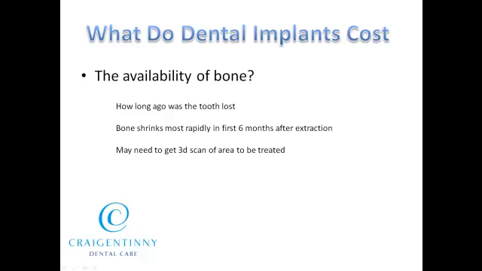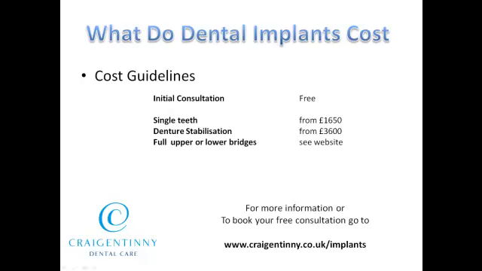Lastly, there's the availability of bone. The amount of bone that you have left to place an implant into will depend on how long ago the tooth was lost in most cases, and also how the tooth was lost. Bone shrinks most rapidly for the first 6 months after extraction. Now, that's not to say that if you've had a tooth taken out 2 or 3 years ago, you can't have an implant. It may just mean that a couple of extra steps, such as guided bone regeneration, are needed to allow you to have the implant. Very often in situations where we're concerned about the amount of bone that's available, we use 3-dimensional scanning to get a really good look at the area we're going to treat beforehand.